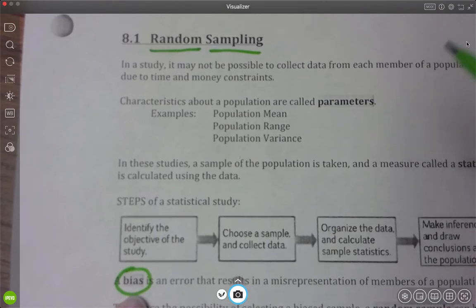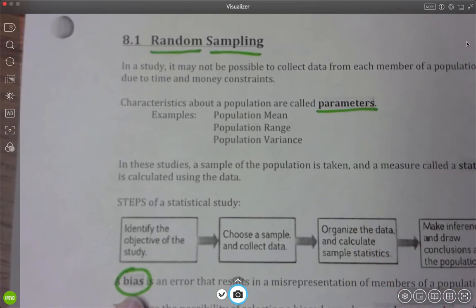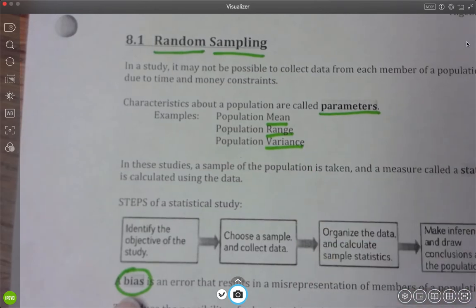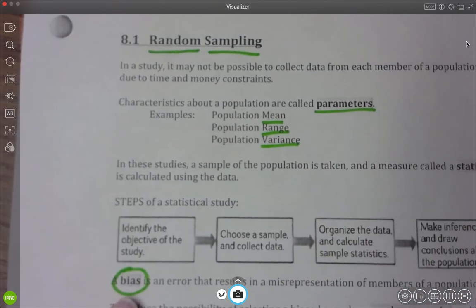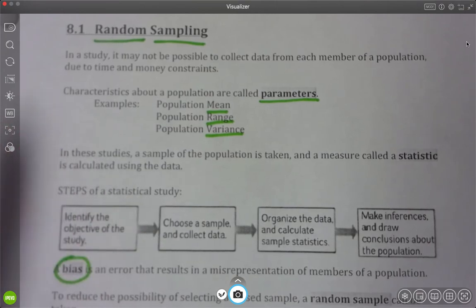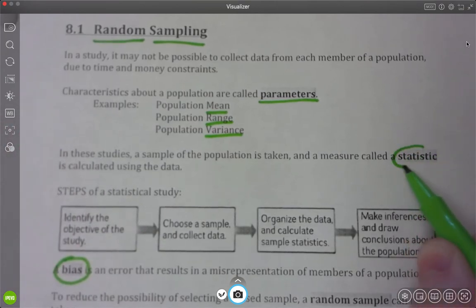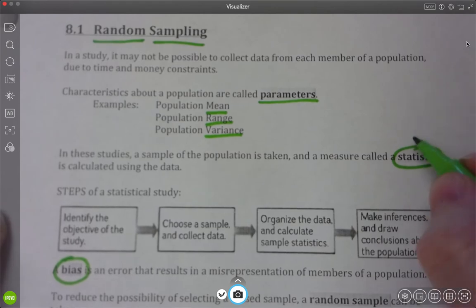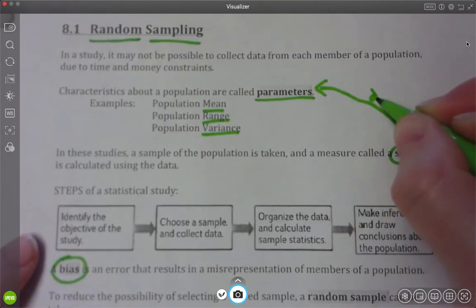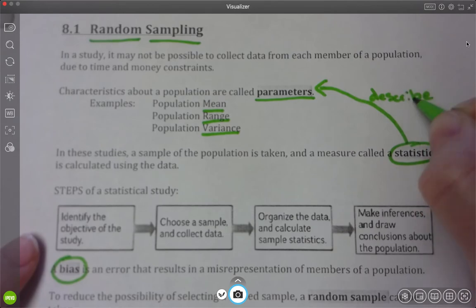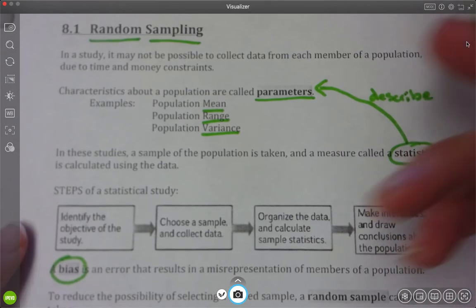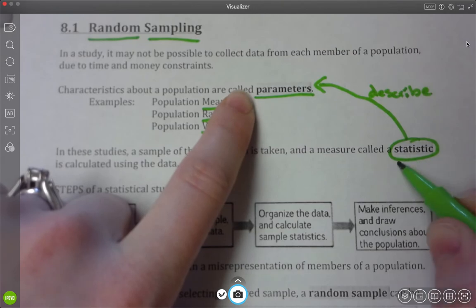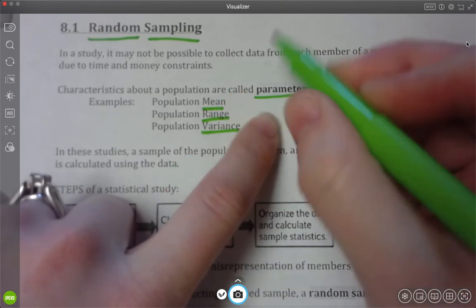Okay, so things that we're going to look at in stats examples are parameters, which are mean, range, variance, maybe standard deviation is in there, mode is also in there, things like that. And all of these are called statistics. Okay, in these studies, a sample of the population is taken, which are statistics. Statistics help describe parameters. Okay, so when we take a sample, we have a statistic, which helps us make inferences and describe the population. So statistic and sample go together, and parameters and population go together.